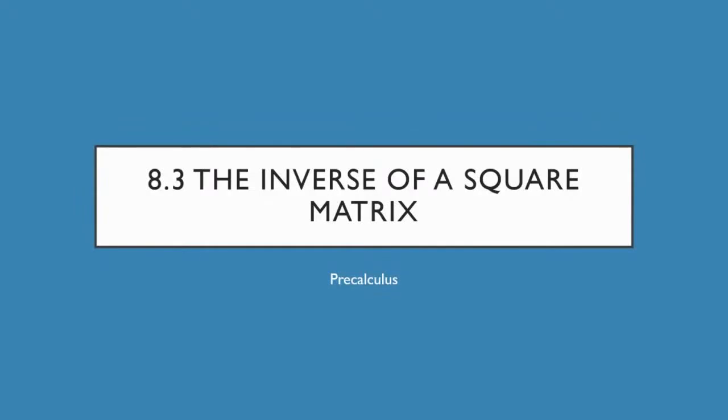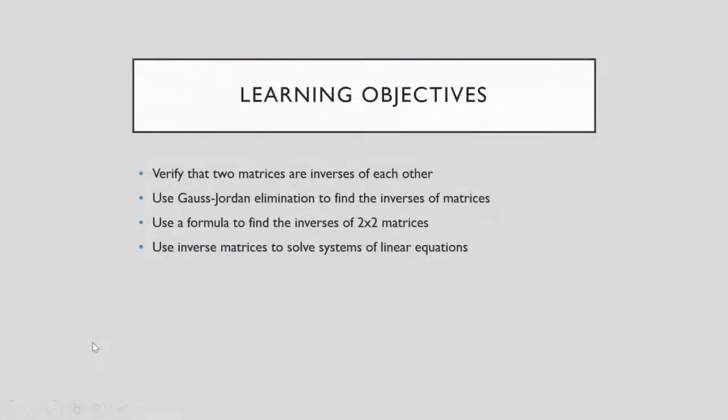Okay, so today I'm going over 8.3, which is talking about the inverse of a square matrix and shows how you can solve matrices using inverses. So for 8.3, the goals are to make sure that you can verify that two matrices are inverses of each other, and that you can use Gauss-Jordan elimination to find the inverses of matrices.